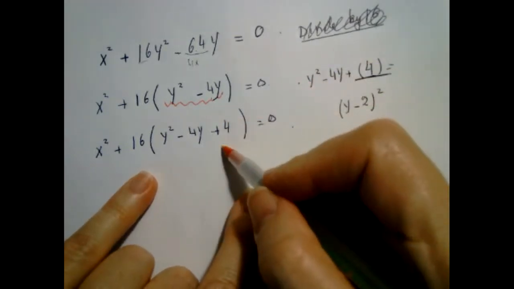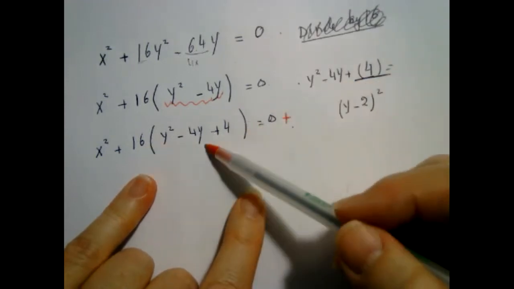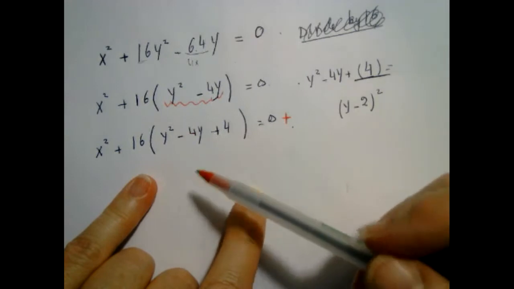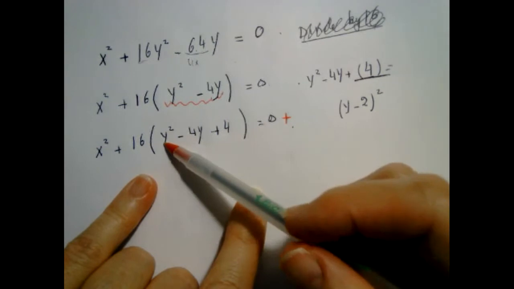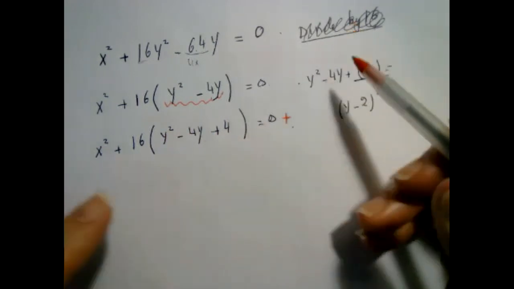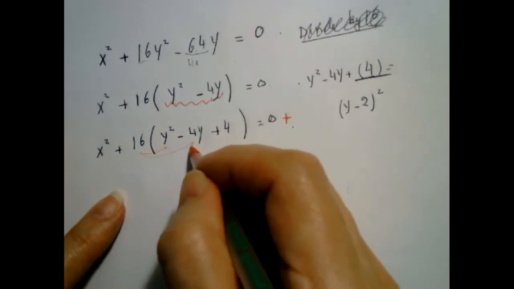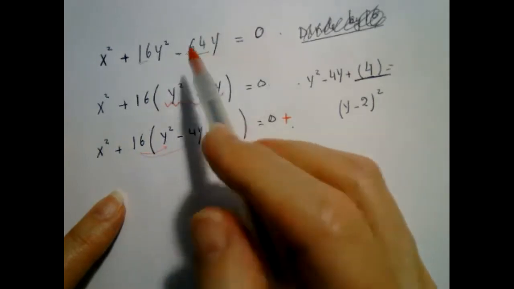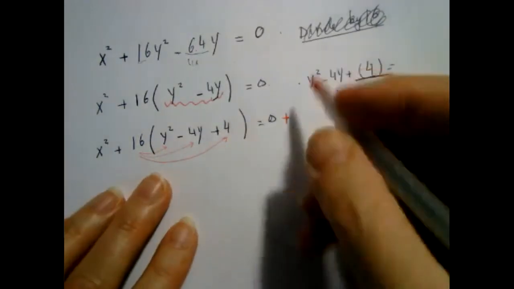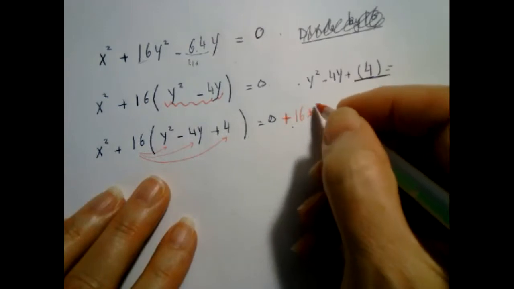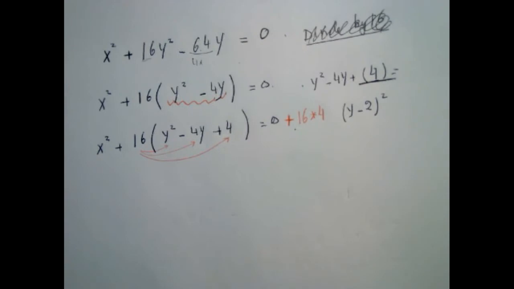I manipulated this. What should I add here? So now you have to think. Basically, what did I add to the left? Kishan, that's not 16. What did I add to the left side? That's 16y squared. That's the minus 64. So what did I add actually? I added 16 times 4. That's what I added to the left. I did not add 16.